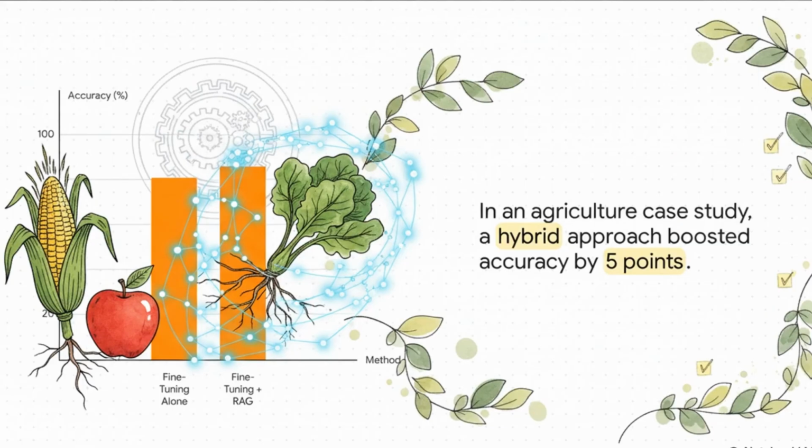And hey, this isn't just theory. Check this out. In a real-world agriculture case study, a fine-tuned model hit 81% accuracy on its own. Pretty good. But when they added a RAG layer on top to give it real-time data, accuracy jumped to 86%. This proves these methods can be an incredible team.